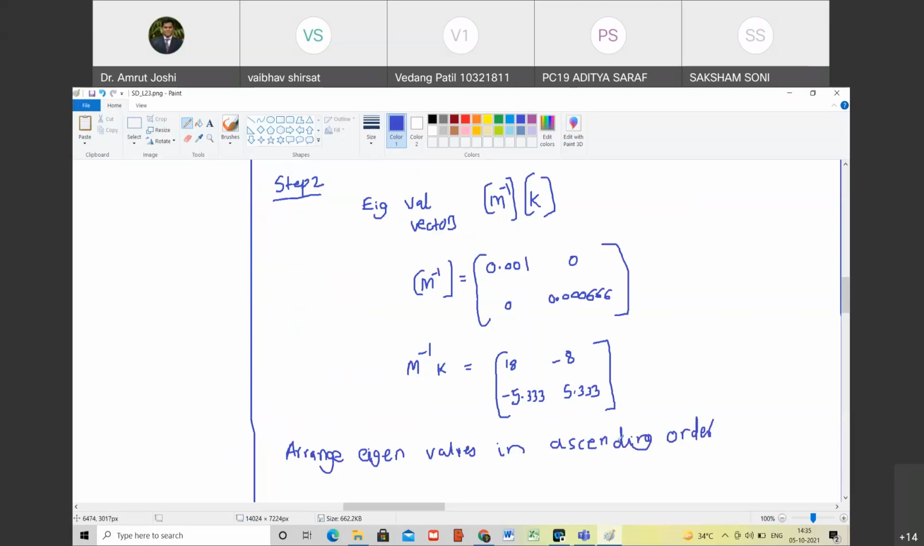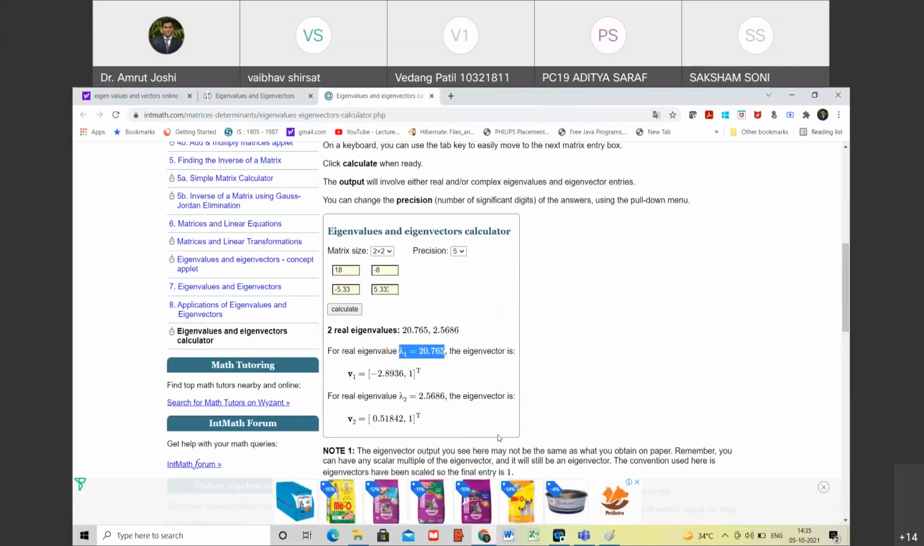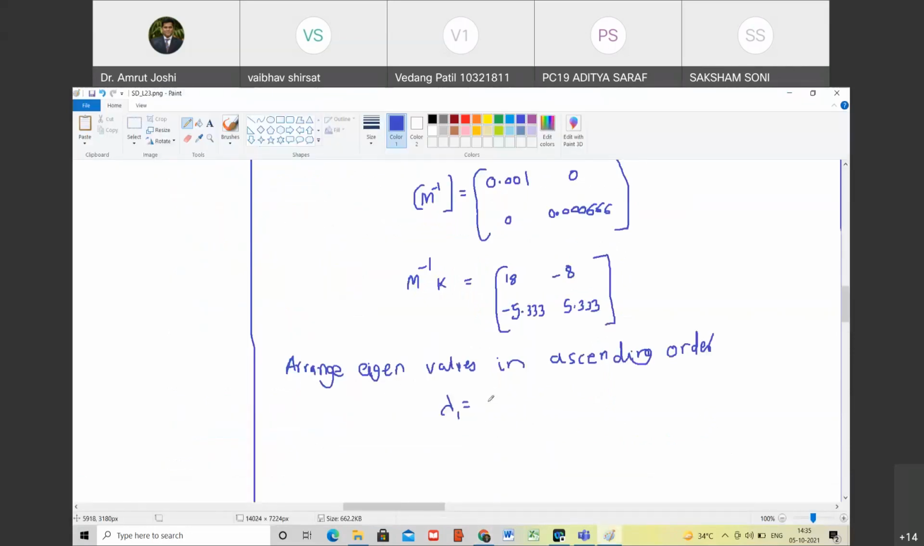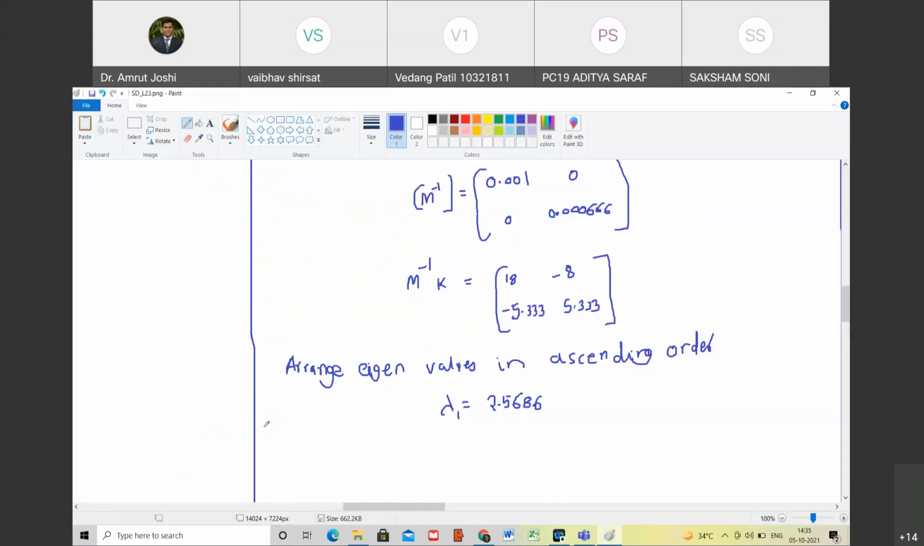Yes, sir. So if you do that, the smallest eigenvalue that you get is lambda 1, and that value is 2.5686. Happy? This is the first eigenvalue. And you know that this eigenvalue is omega 1 square.